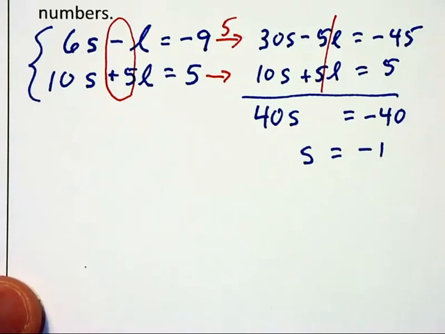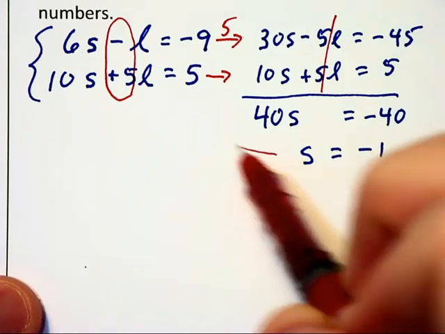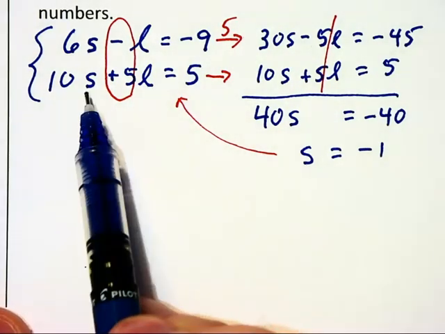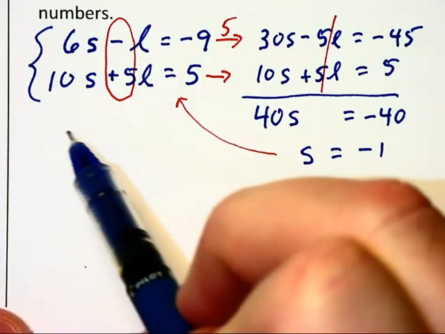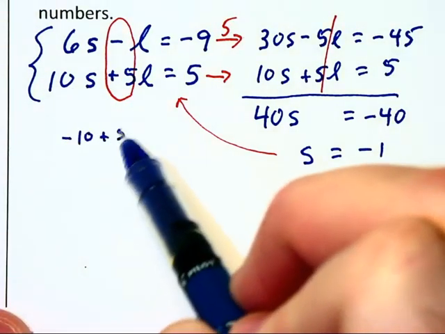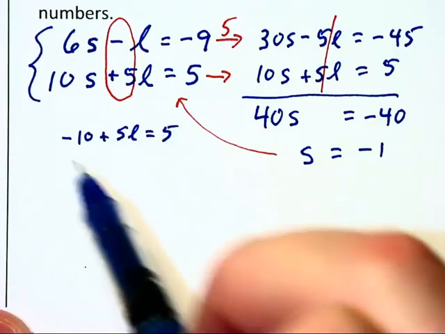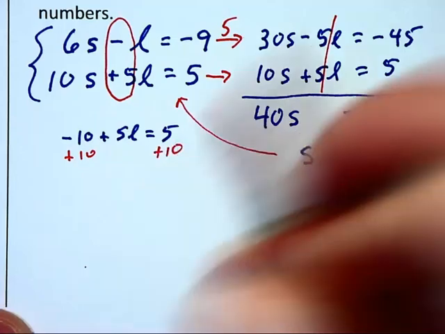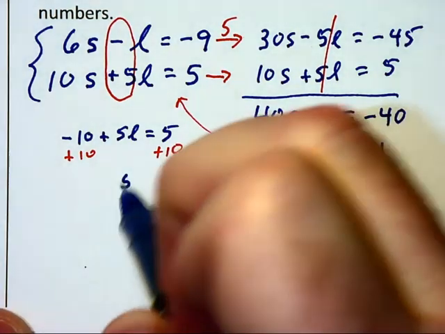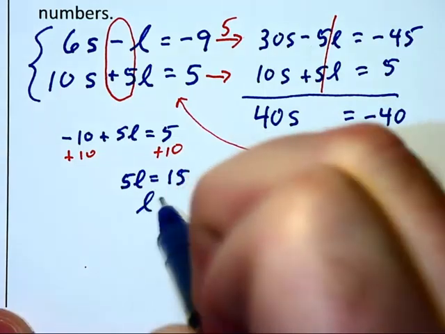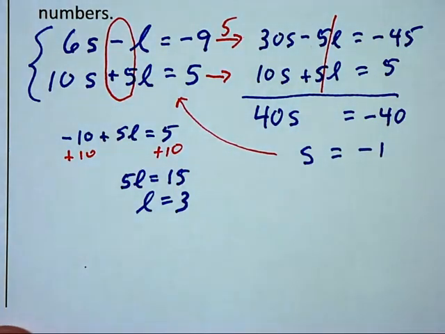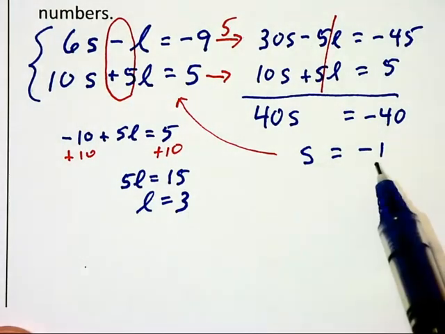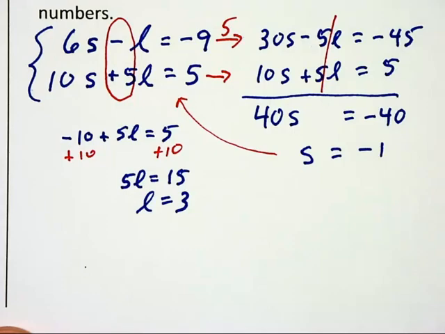We need to solve for L. I'm going to just use the second equation here because it's easiest to do my substitution. When I let S be negative 1, 10S becomes negative 10 plus 5L is equal to 5. If I now add 10 to each side of that equation, I have 5L is equal to 15 and L is equal to 3. So our two numbers are 3 and negative 1. Notice that the larger is 3 and the smaller number is negative 1, which is consistent with what the problem is asking for.